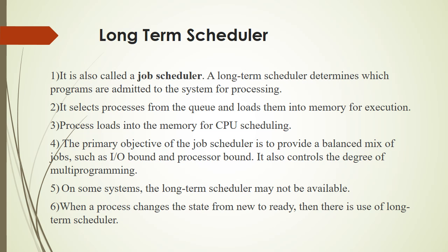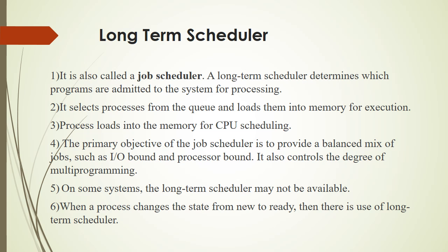The long-term scheduler manages this. It disallows processes beyond a certain limit. The main objective of the long-term scheduler is to select one job at a time from the job pool. It is also called a job scheduler. It converts a job into a process. It controls the degree of multiprogramming. Degree of multiprogramming means the total number of processes that are simultaneously executed by the operating system.